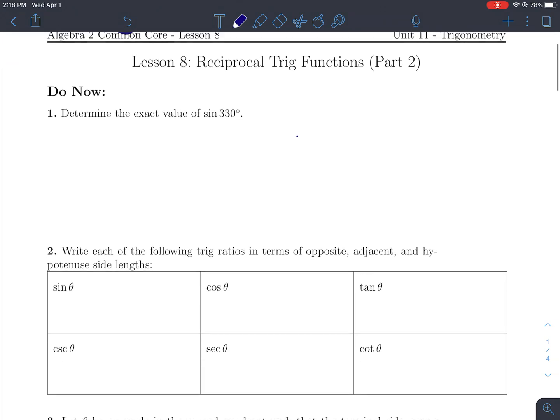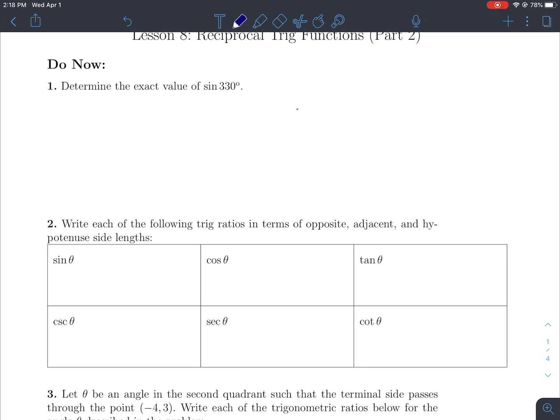So here we go. For problem number 1, determine the exact value of sine 330 degrees. When you see this phrase on the Regents, exact value means not a decimal.